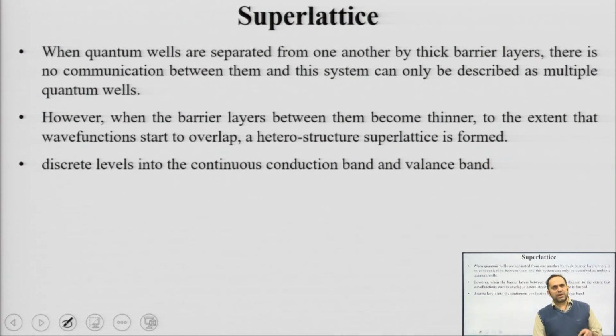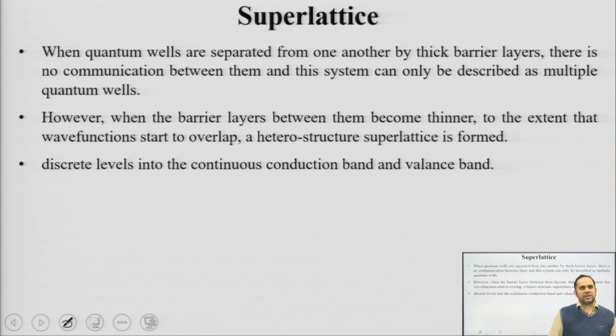Now consider when these quantum wells are separated from one another by a thick barrier. So, now we are talking about thin and thick barriers. By thickness, we just mean the distance between two successive wells, and the walls of these barriers are quite thick. So, for a transition from one well to another, there is no communication between successive quantum wells, and this system can only be understood as a series of individual quantum wells which are multiple in number.